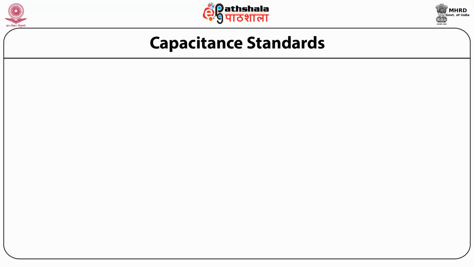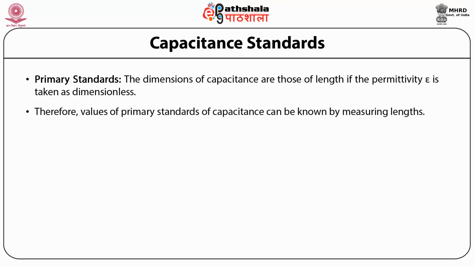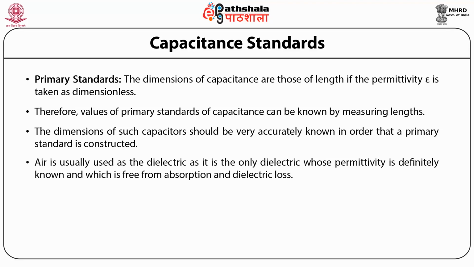So students, now let us see the capacitance standards, primary standards. The dimensions of capacitance are those of length if the permittivity epsilon is taken as dimensionless. Therefore, values of primary standards of capacitance can be known by measuring lengths. The dimensions of such capacitors should be very accurately known in order that a primary standard is constructed. Air is usually used as the dielectric, as it is the only dielectric whose permittivity is definitely known and which is free from absorption and dielectric loss.